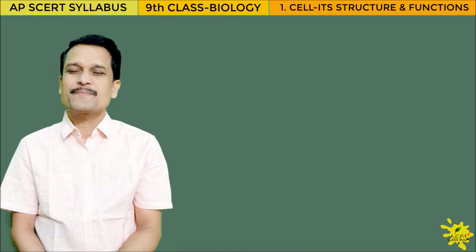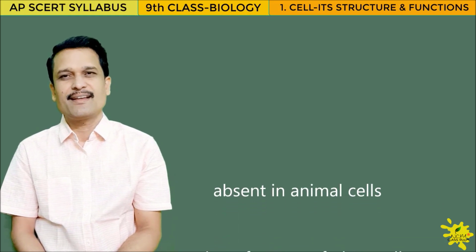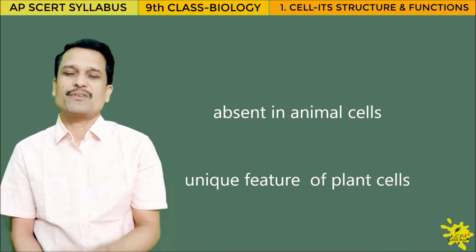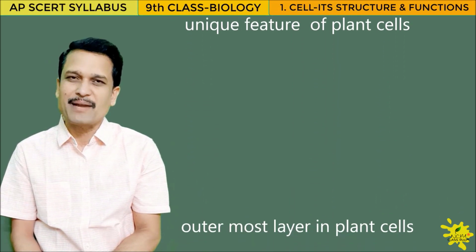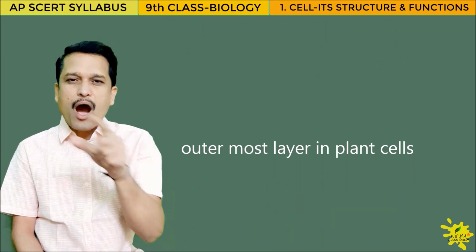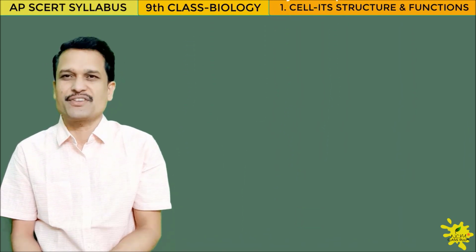Another topic is cell wall. This is usually absent in animal cells. This is the unique feature of plant cells. They are only present in plant cells and some bacteria. This is the outermost layer in plant cells. Let us see the structure.